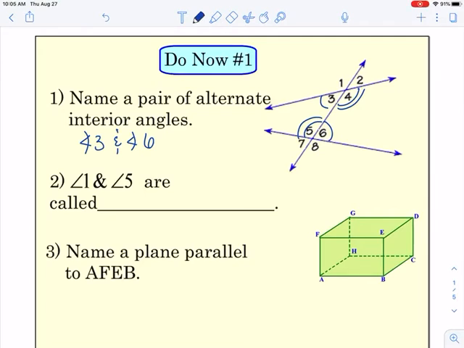Angle 1 and angle 5 are called what? Again, if you cut this line and then you place these angles on top of these angles, angle 1 would land on top of which angle? It would be angle 5. Those are called corresponding angles.